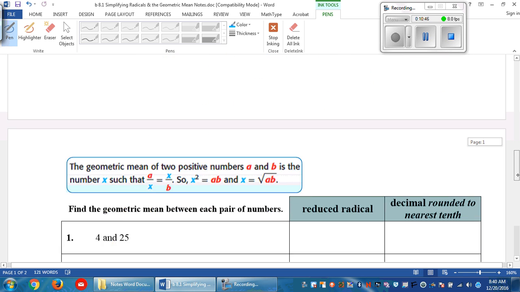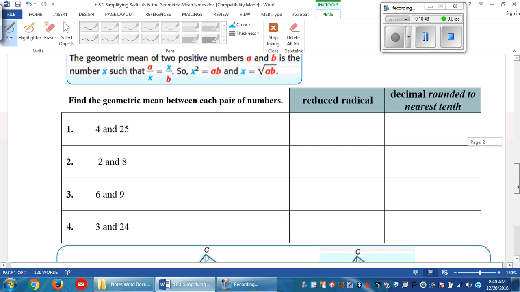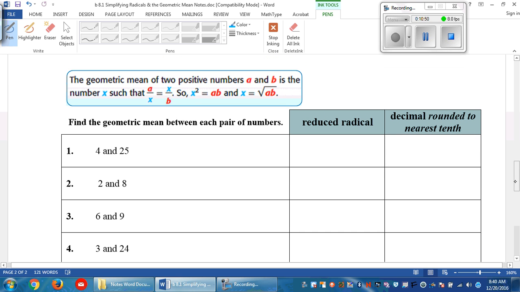All right. Now for some new stuff. So we have this idea called geometric means. The geometric mean of two positive numbers, a and b, is the x such that a over x equals x over b. These two ratios end up being the same, so that x squared, when you cross multiply, becomes a times b. And how do you solve that? You take the square root of it.